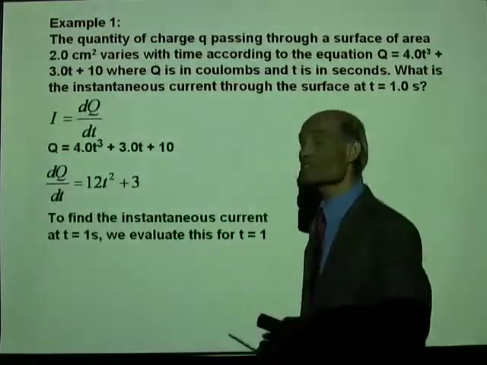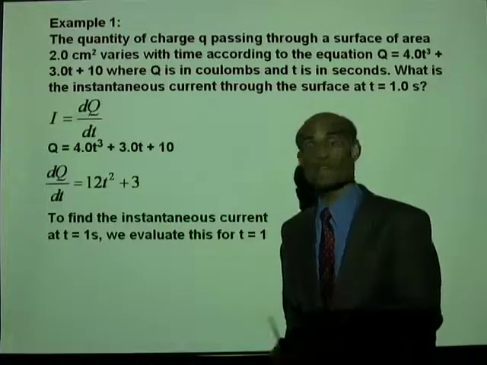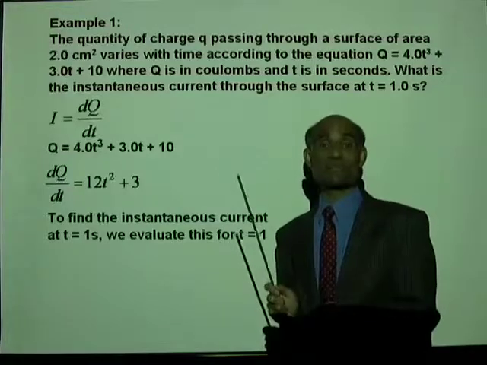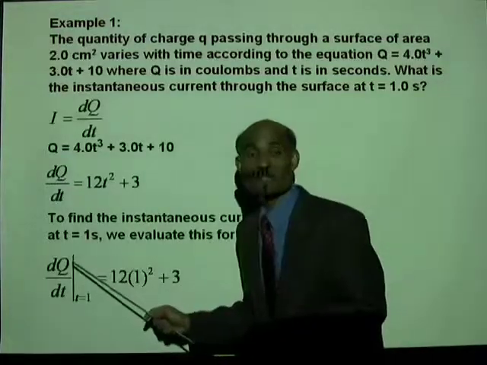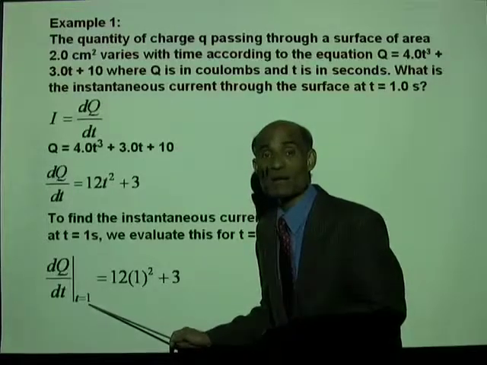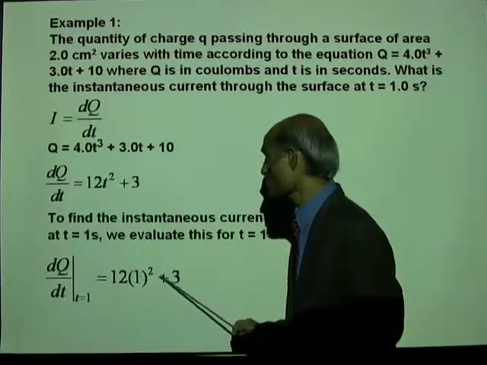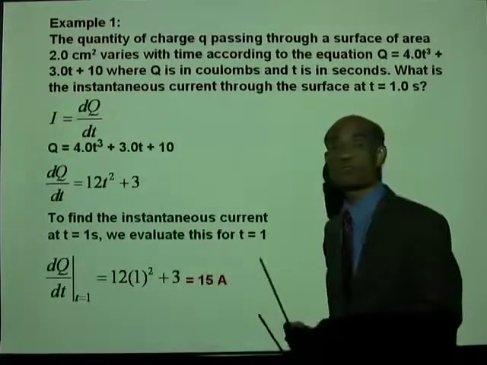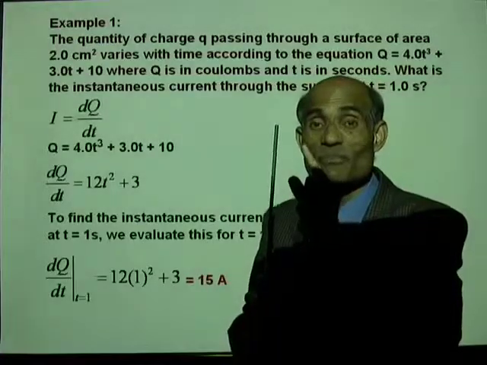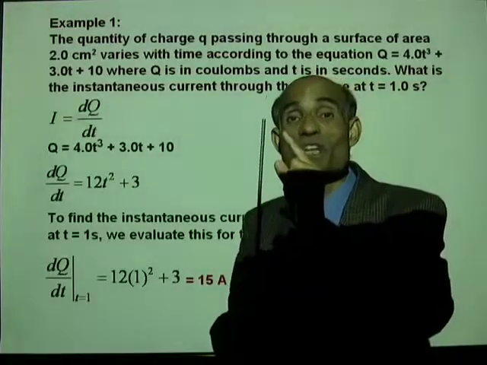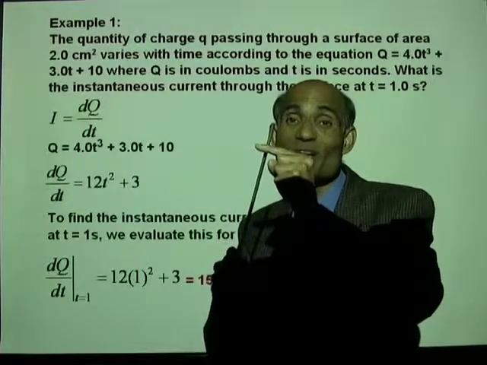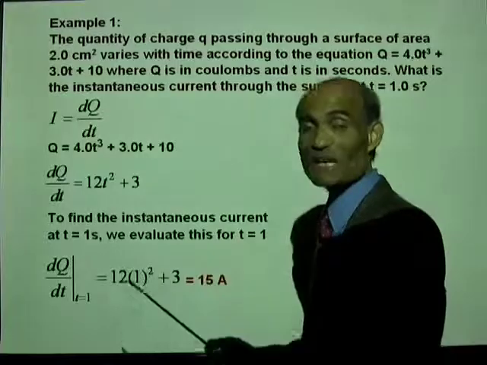So to find the instantaneous current at t equal to 1 second, we find the value of this at t equal to 1 second. So look at the way I write it. dq by dt when t equal to 1 is 12 times 1 squared plus 3, that is 15 amperes. So at that particular instant, there are 15 coulombs of charge crossing a section of the conductor per second. That is the meaning of this.